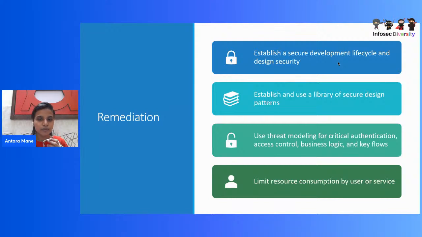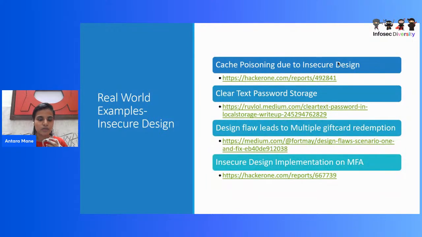So how would you remediate this? You should establish a secure development life cycle and a secure design, and make use of libraries that follow secure design patterns. Make use of threat modeling for critical authentication, access control, business logic, and key flaws. Also limit the resource consumption by user or any service using the web application.